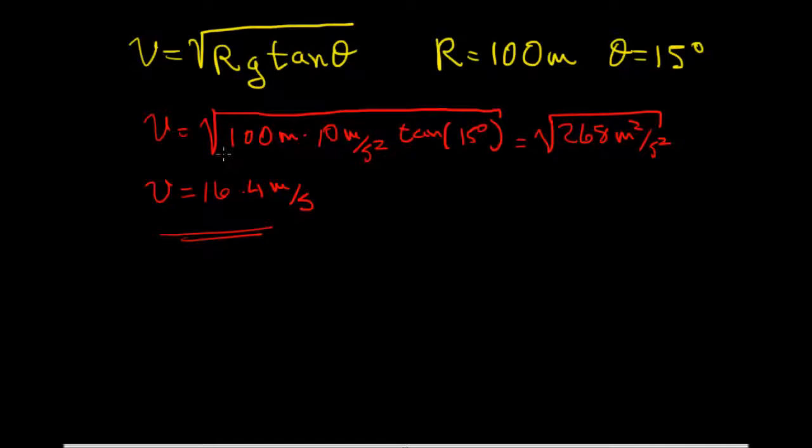Obviously, if you double the radius of the curve, you've got less curvature, and so you're going to be able to have a larger velocity. Similarly, if you tilt the angle up higher, if you make it a steeper angle, you can go faster and still not fall off the road.